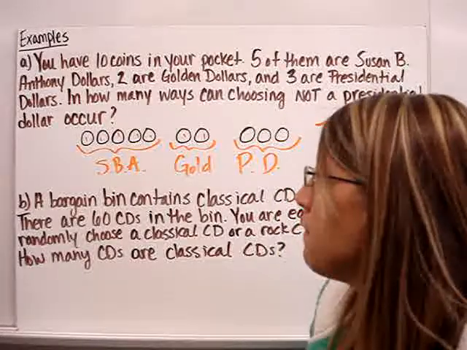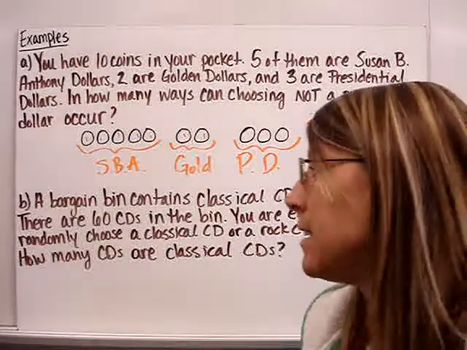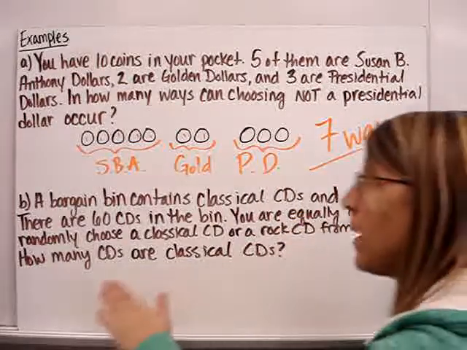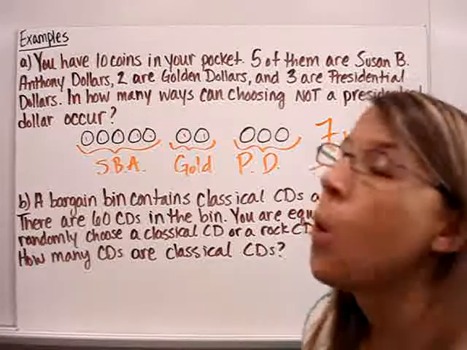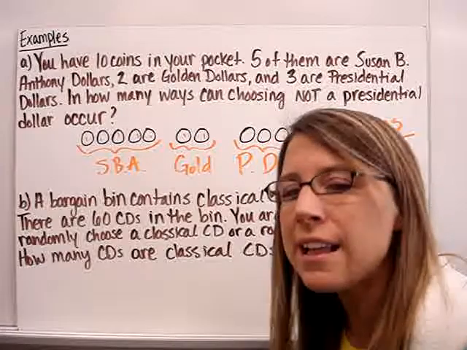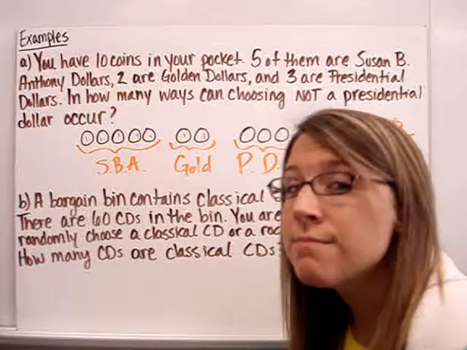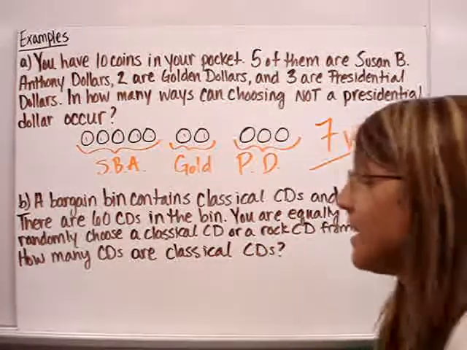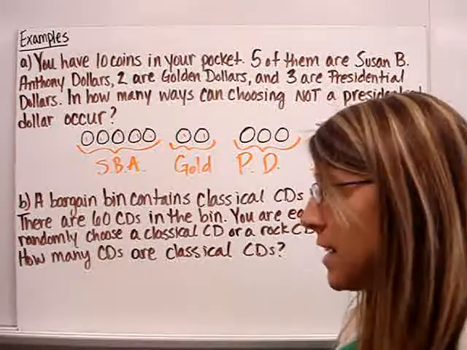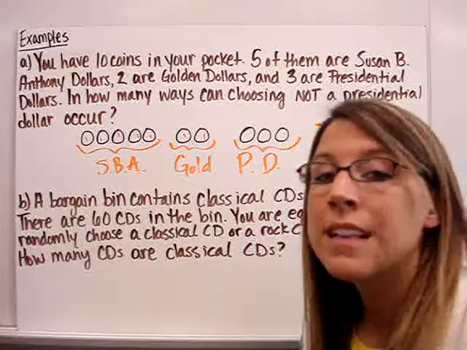That's it. Okay? A bargain bin contains classical CDs and rock CDs. There are 60 CDs in the bin. You are equally likely to randomly choose a classical CD or a rock CD from the bin. It's a very powerful statement, equally likely. If you look back at your spectrum, equally likely is what percent? 50%. Okay, so 50% of the 60 CDs. How many CDs are classical CDs? Well, we have classical CDs, we have rock CDs. You're equally likely to choose rock as classical.